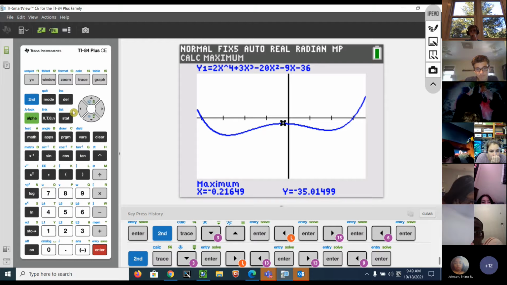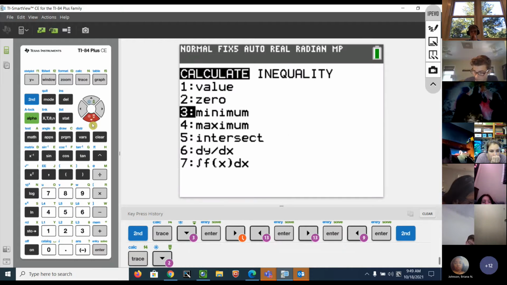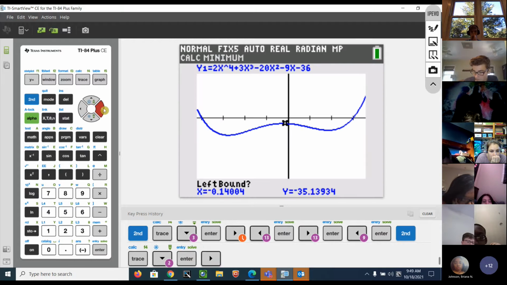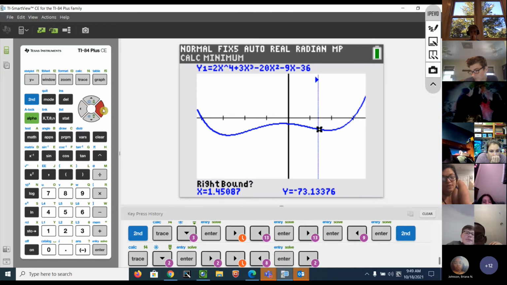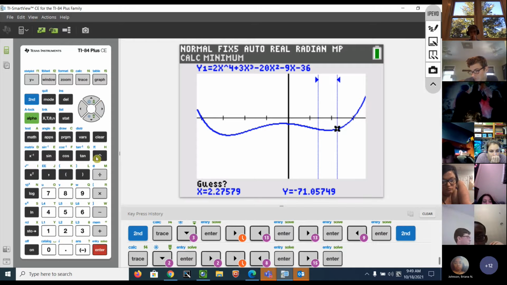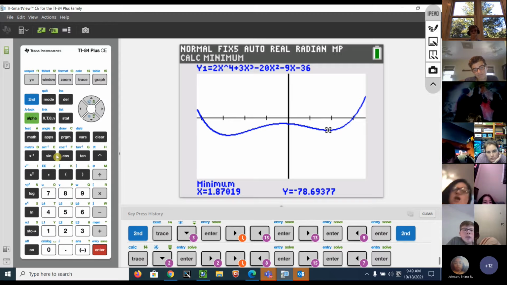And then the men, your secondary men. Right about there is the left. And right about there is the right. And my guess is right in there. Negative, or I'm sorry, 1.87 and negative 78.69.